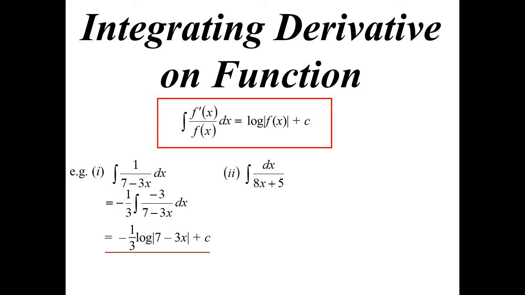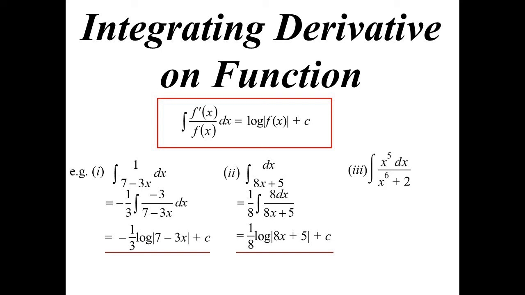So a similar sort of one. Derivative of that one would be 8. So I would get an eighth of 8 on 8x plus 5. And we get an eighth the log of the absolute value of 8x plus 5. And this one here, the derivative would be 6x to the power of 5. So if I multiply the top by 6, and then a 6 out the front, we get a 6. Now notice I didn't bother with absolute values there. And the reason being, x to the power of 6 plus 2, it would be impossible to get a negative number. I mean, you can still put absolute value symbols there, but there's no need to for that one.